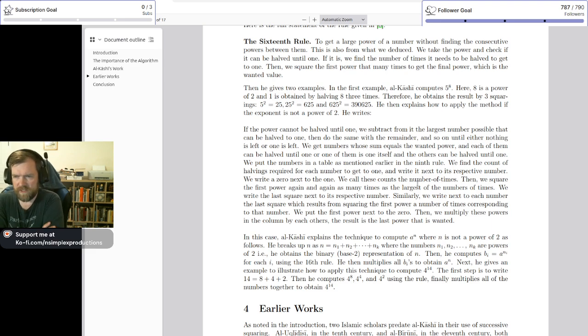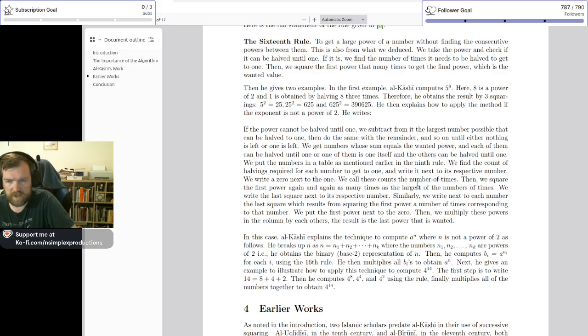Similarly, we write next to each number the last square, which results from squaring the first power a number of times corresponding to that number. We put the first power next to the 0. Then we multiply these powers in the column by the others. The result is the last power that is wanted.